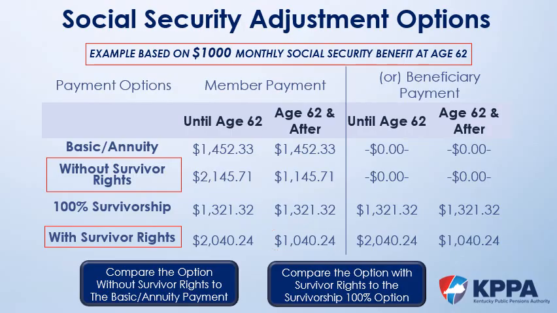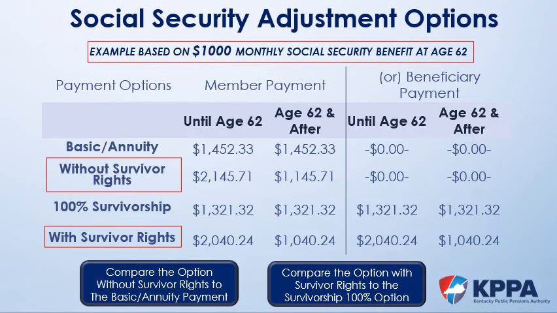Just as in the other example, they are now eligible to draw their age 62 Social Security benefit from Social Security in the amount of $1,000. So when you add the $1,040.24 from KPPA to the $1,000 from Social Security, their monthly income is back to $2,040.24. This option guarantees the same benefit to the beneficiary if the member dies. If the member dies before age 62, the beneficiary draws the higher monthly benefit until the member would have attained age 62. Thereafter, the beneficiary will receive the same reduced monthly benefits that the member would have been entitled to.